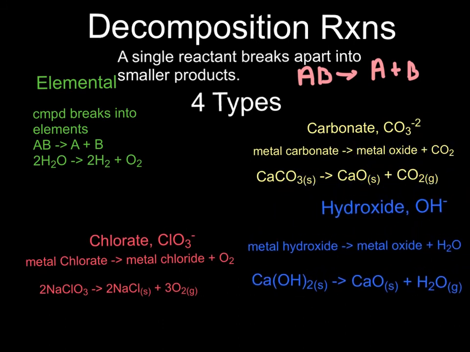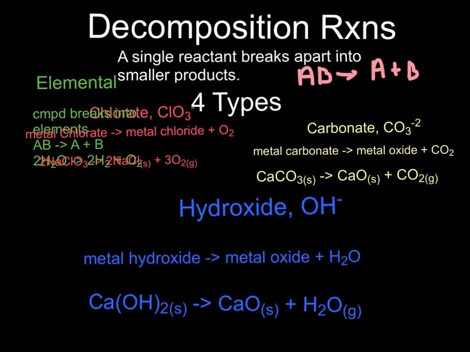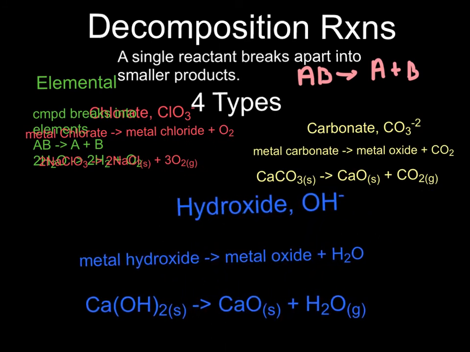Finally, hydroxide. Let's take a look at hydroxide. Hydroxide, again, is a polyatomic ion, OH -1. Your metal hydroxide will break apart into the metal oxide and water vapor. Here we have calcium hydroxide. We heat up calcium hydroxide, and calcium oxide is produced along with water.